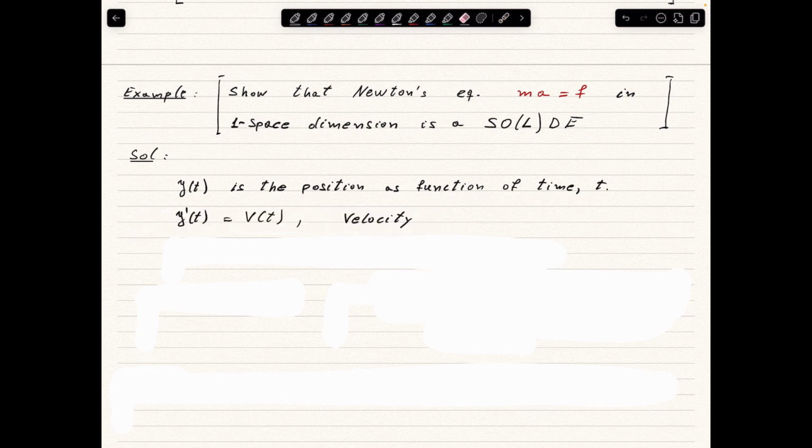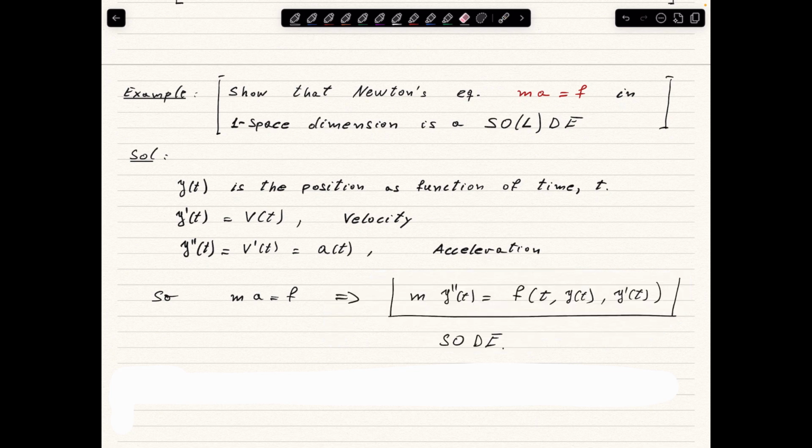Then the derivative with respect to time of that function is going to be v of t, the velocity of the particle. One more derivative, so the second derivative of the position function with respect to time is one derivative of the velocity. This is what we call the acceleration of the particle. So we can replace mass times acceleration equals force by a more precise way of writing that equation, which is this: mass times the second derivative of the position function, where the mass is that of the particle that we are studying, is equal to some function of time. The function can change in time.